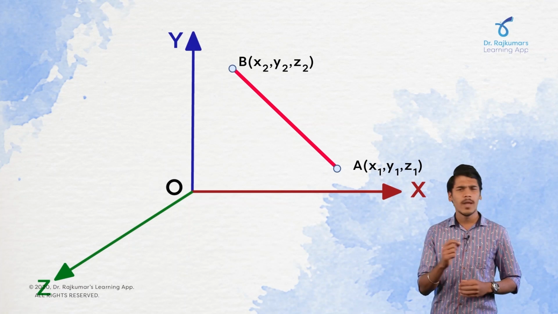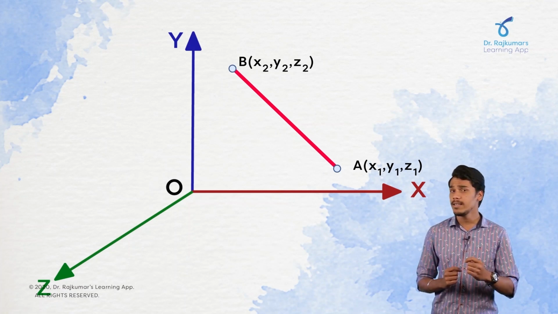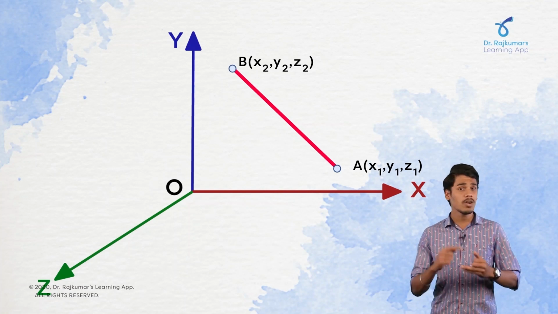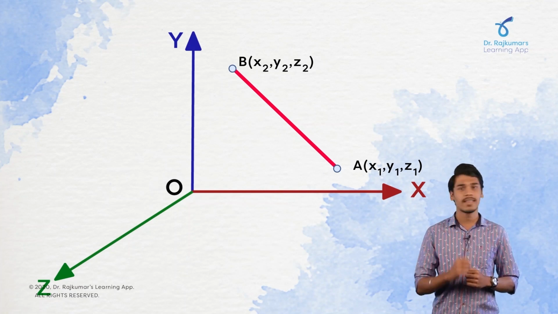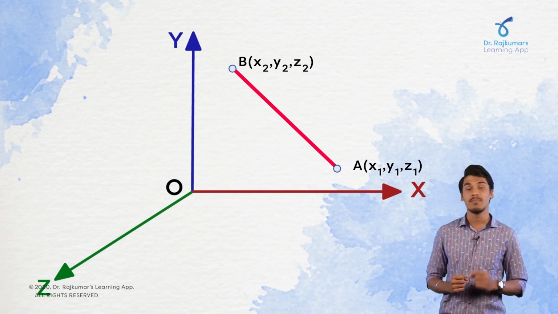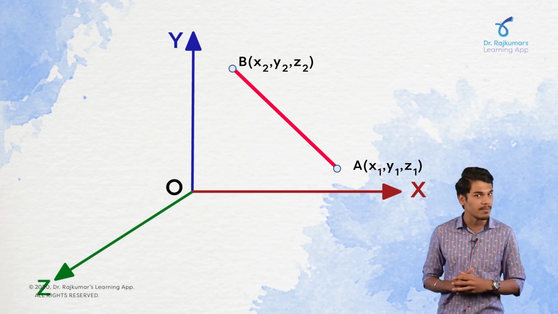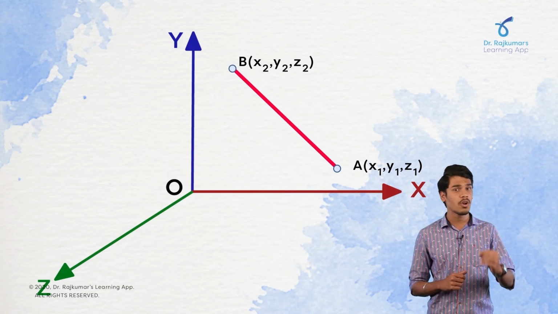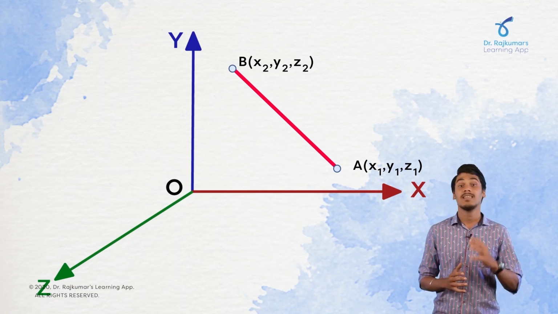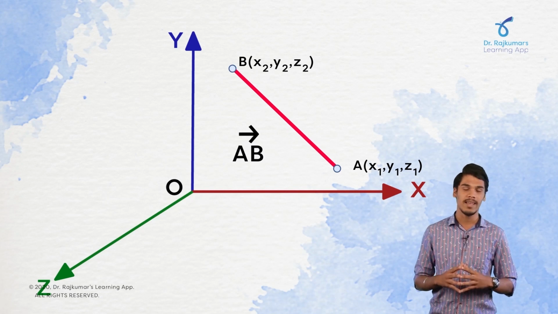Why? Because vector is nothing but a quantity that has both magnitude as well as direction. So when I talk about direction, one vector can have only one direction, right? And if I want only one direction, then that should be a straight line. So what I do is, I draw a straight line between this point A as well as point B. That is nothing but my vector AB.